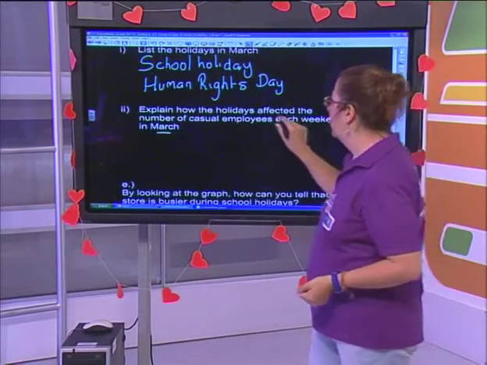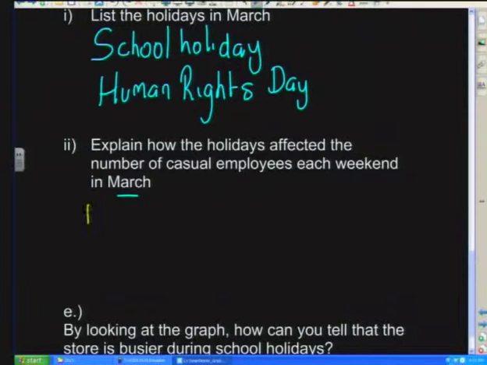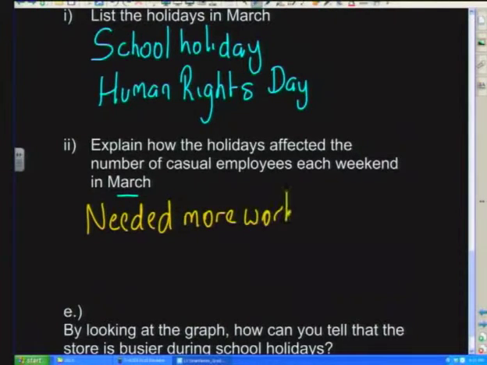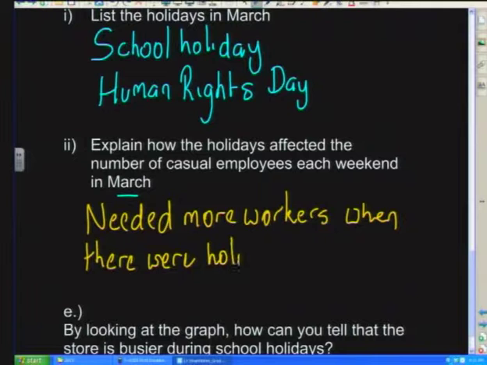It affected the number of casual workers. We needed more workers when there were holidays. When there were holidays, my handwriting is really not great, Indy. Holidays in week 2 and 3.